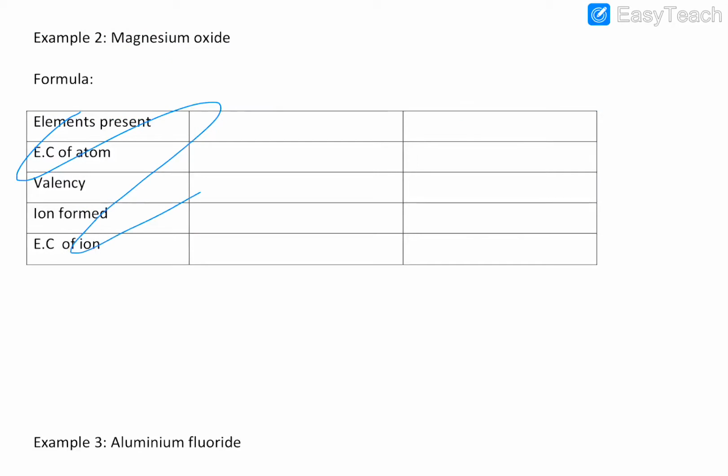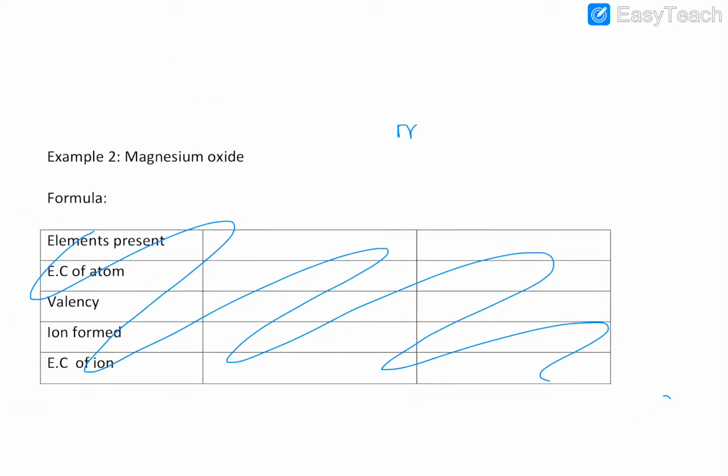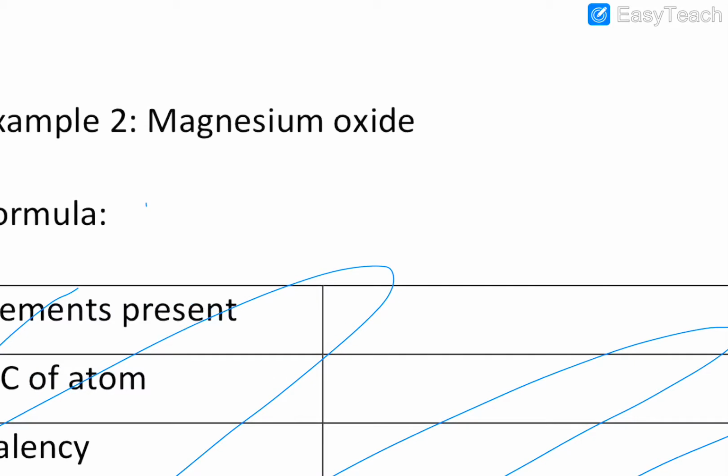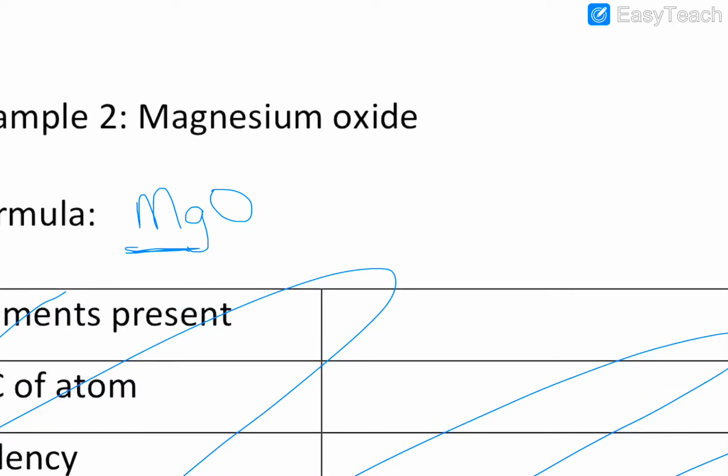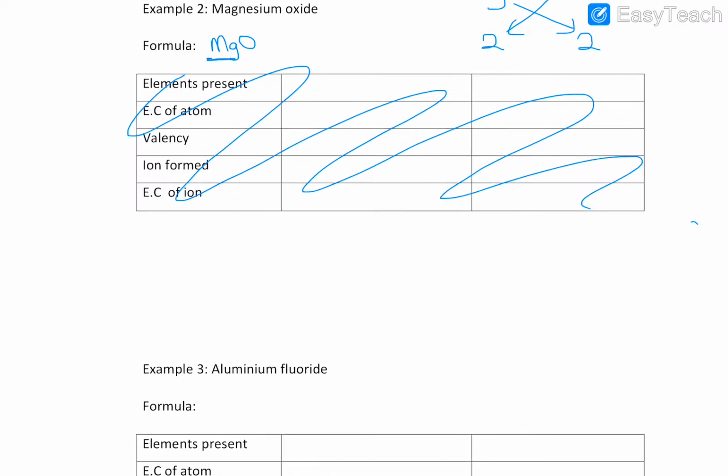Let's do another one for magnesium oxide. So I'll get the formula right first. Magnesium oxide, valency 2, valency 2. So formula is MgO. Now magnesium is a metal. It is in group 2, which means that it will lose 2 electrons. And definitely magnesium is going to have 8 electrons in its outermost shell now because it has lost 2 electrons.